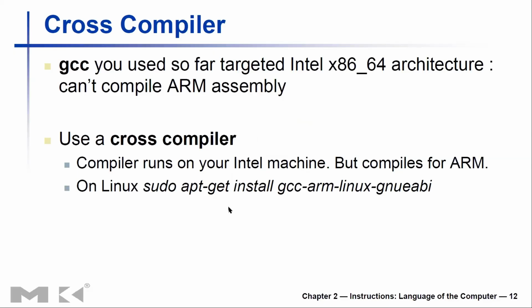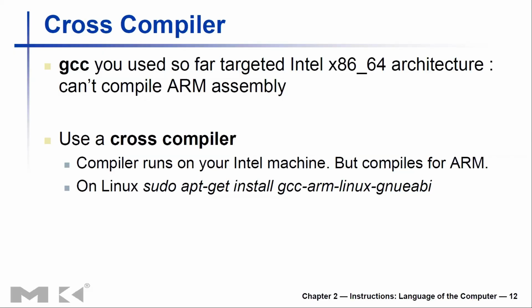We already have posted a notice to instruct you how to install these tools on your computer so that you can write, compile, and run assembly programs on your computer. And the first tool that you will need when you are going to compile and run ARM assembly programs is this cross compiler.